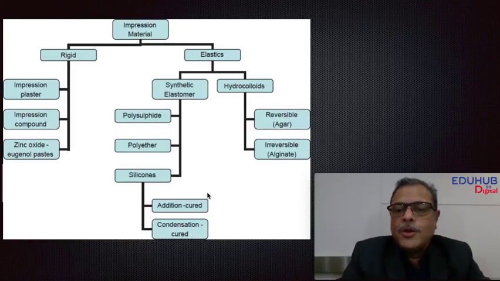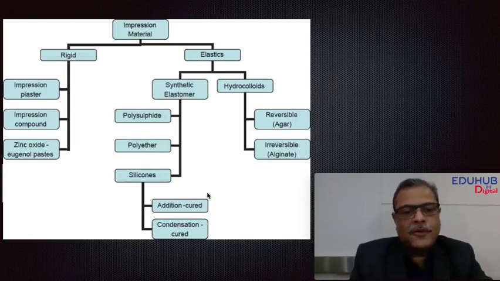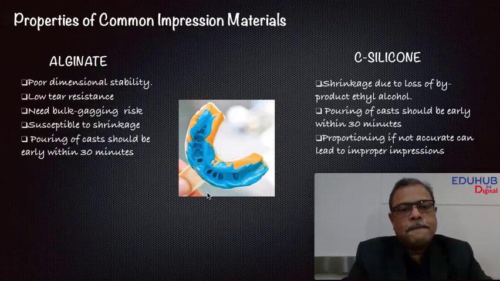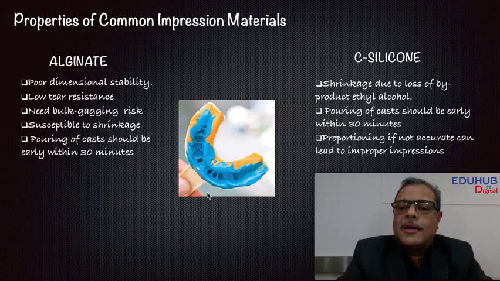Whichever material you're using, you need to understand the benefits of that material and how you could manipulate those materials to minimize errors during the entire process of impression making. Let's understand the comparisons between an alginate impression and condensation silicone.